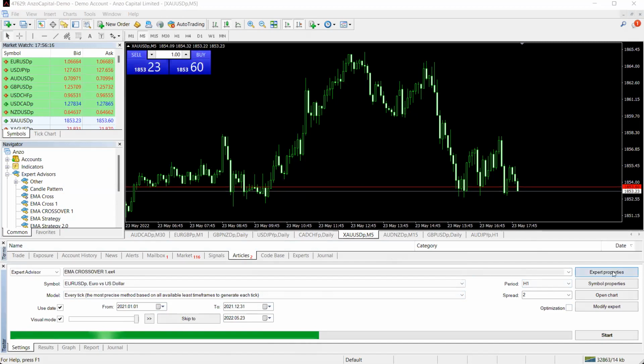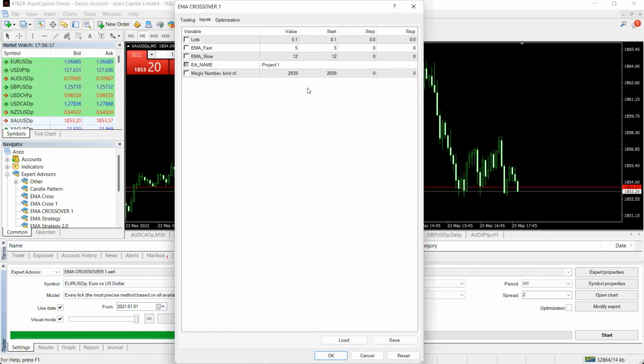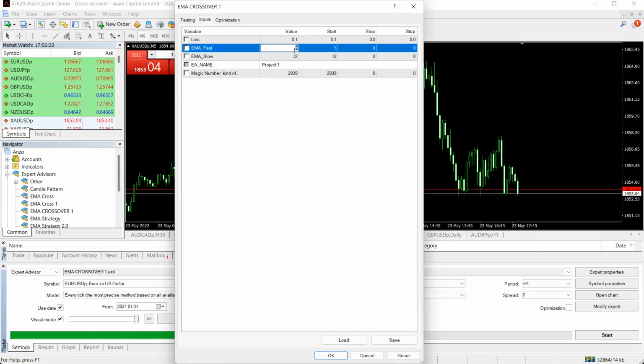Now, remember when we were building our EAs, we set all these parameters: the lots, the EMA slow, the EMA fast. The good thing about doing it that way is you can easily change this.